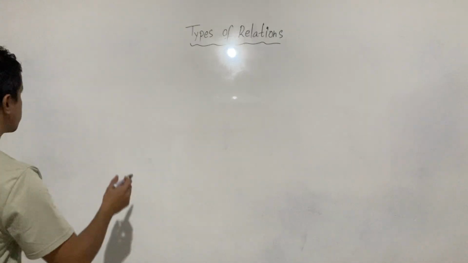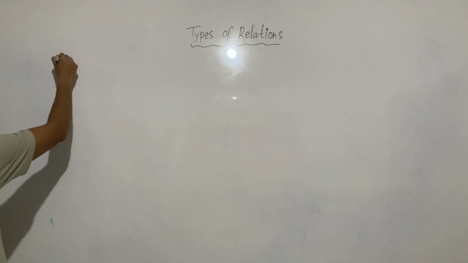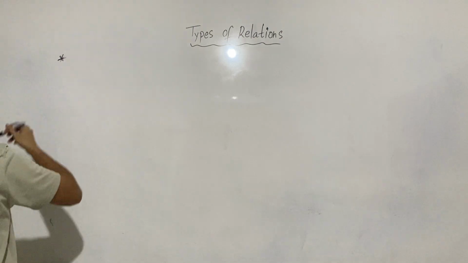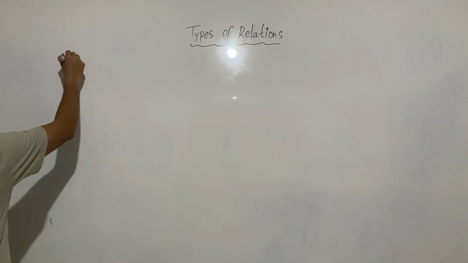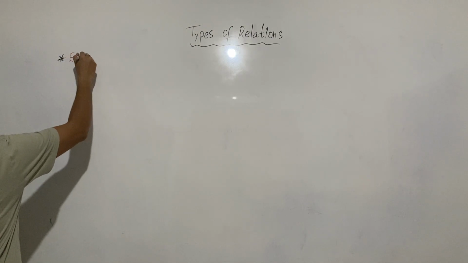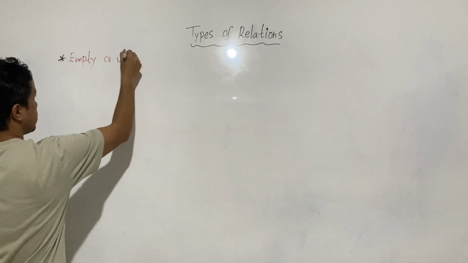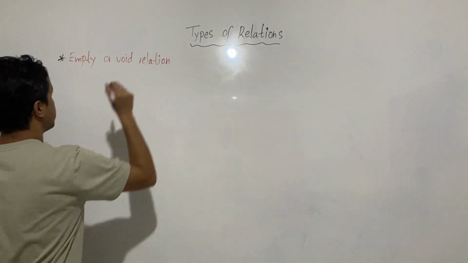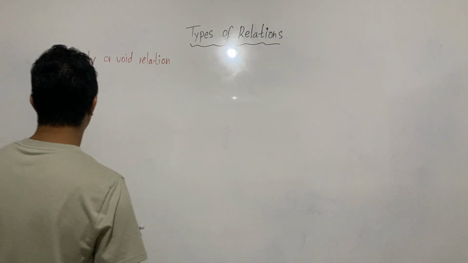First, we'll start with the empty relation or void relation. Here I'm writing empty or void relation. What does it mean, empty or void relation? I hope it is visible to you.